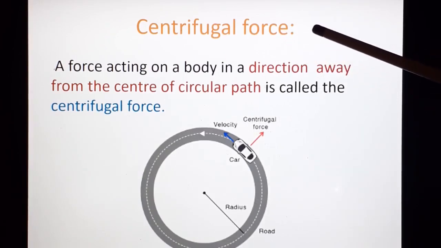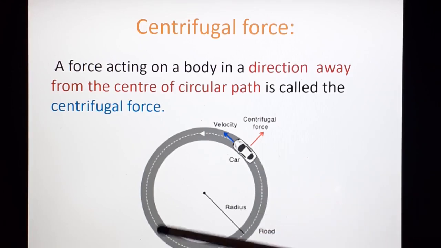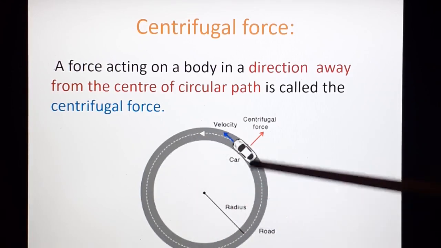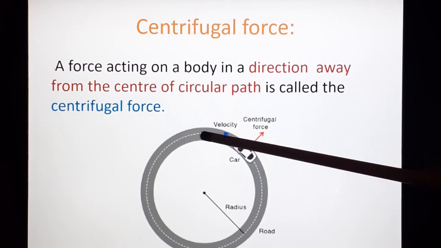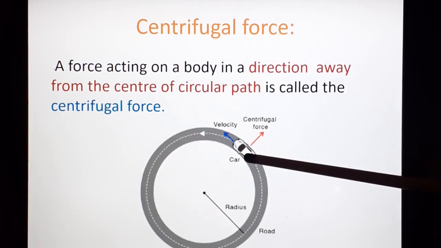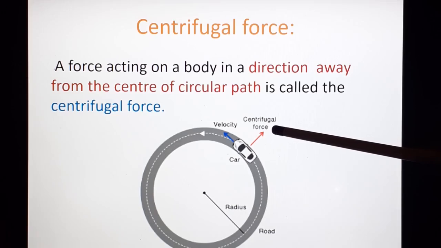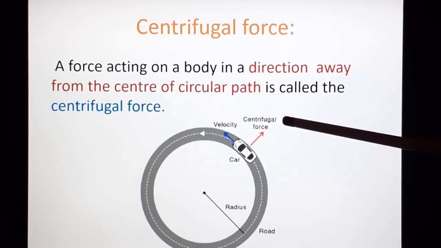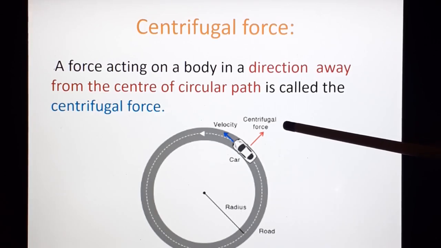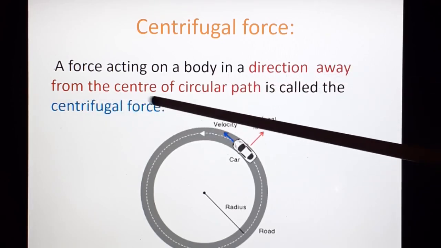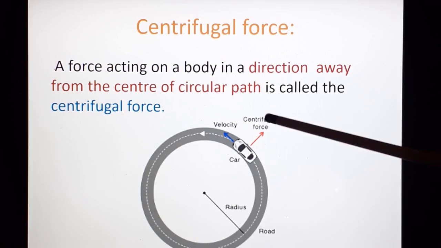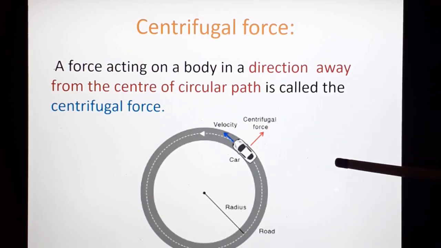Now, centrifugal force. Let's understand this with an example. This is a road on which a car is moving. Imagine you are sitting in this car. The car is taking a left turn. Then you are going to lean towards the right, that is, outward. So this force, which is trying to throw you away from the center of the circular path, we call centrifugal force, right? So the force acting on a body in a direction away from the center of the circular path is called centrifugal force.